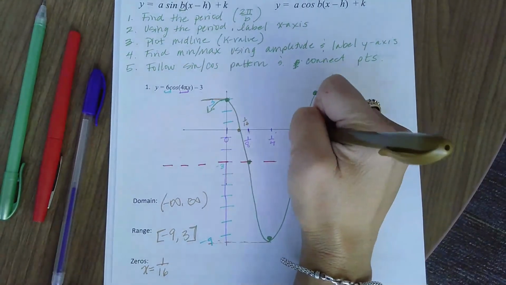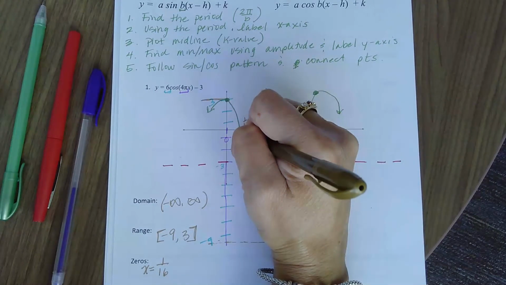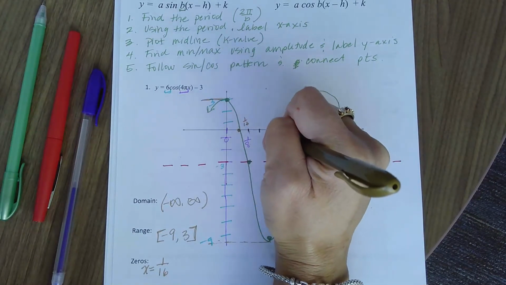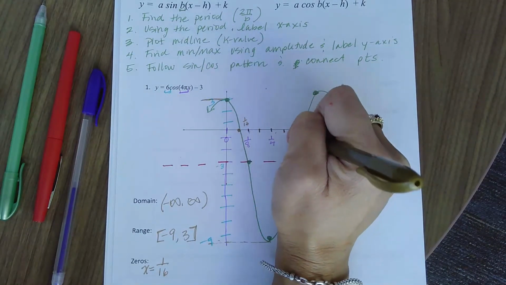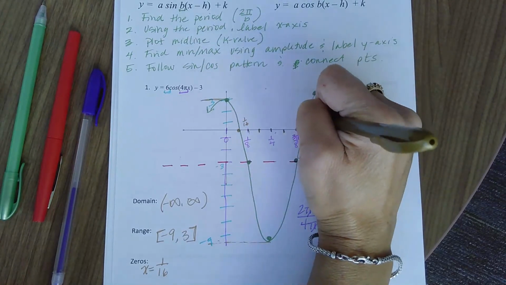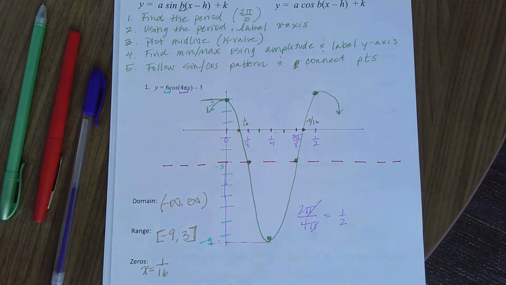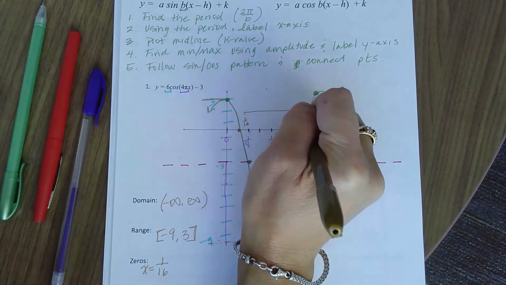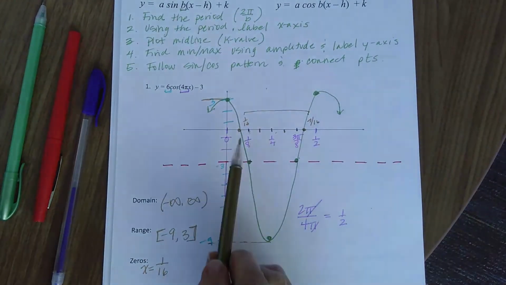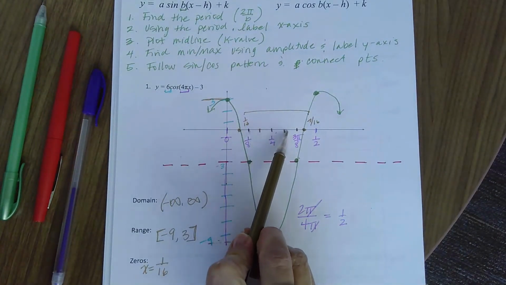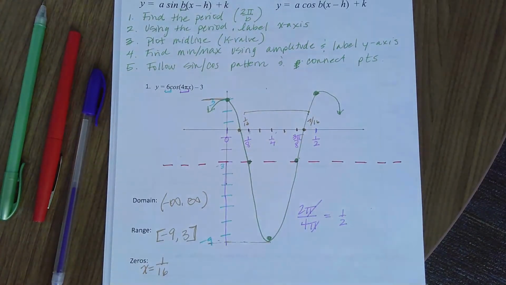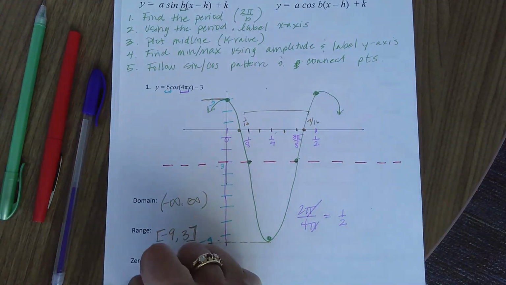And then when does it repeat? So if this is 1/16, 2/16, 3/16, 4/16, 5/16, 6/16, this is 7/16. What it's repeating is the distance from here to here: 1, 2, 3, 4, 5, 6, 7. So it's repeating every 6/16, or in other words, 3/8. So it's repeating every 3/8.